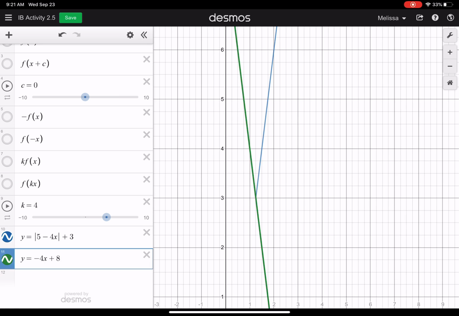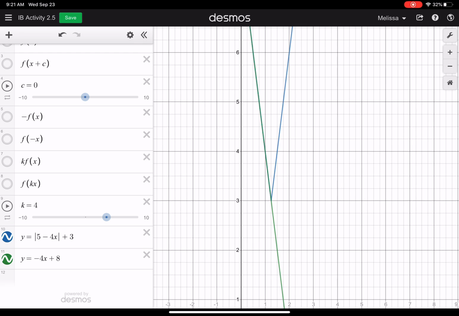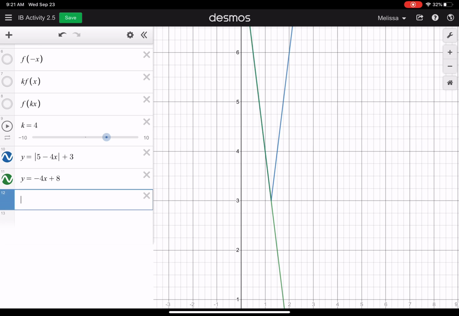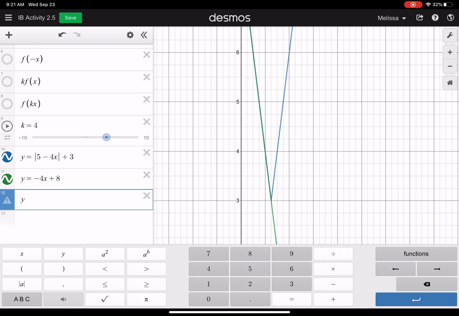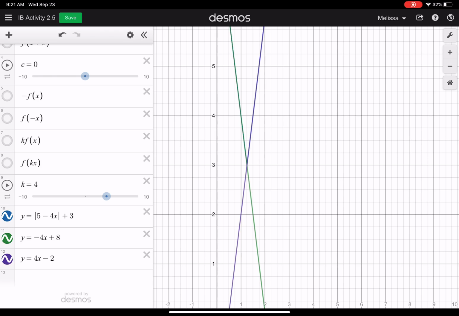So if you click on this point right here, if I click on that vertex, notice it's 1.25. That's that vertex. So this green part is the left side of that. That's when x was less than, or less than or equal to, 5/4. If I type my other one in, y equals 4x minus 2, again, that's the right part. That's when x was greater than or equal to 1.25, or 5/4. So that's how we got the two pieces.